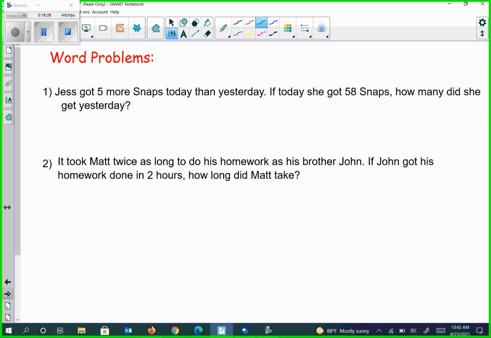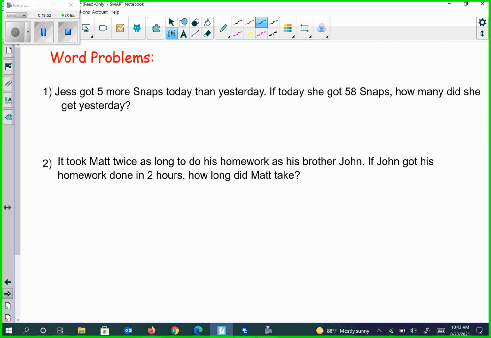Okay, so one, if you don't know what Snapchat is, you would not really decipher what this problem is asking for. So one, do you understand what the problem is saying? A lot of times with snaps, you wonder what they're doing. No, they're probably referring to the social media. So Jess got 5 more snaps today than yesterday. If today she got 58 snaps, how many did she get yesterday?